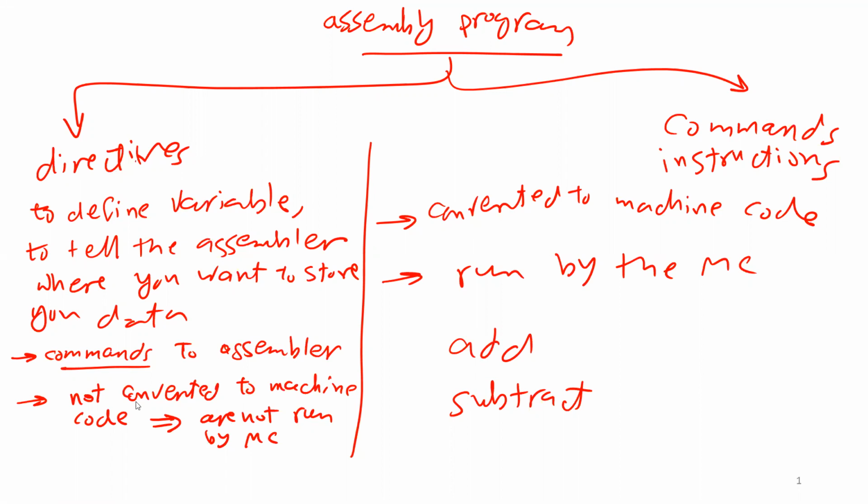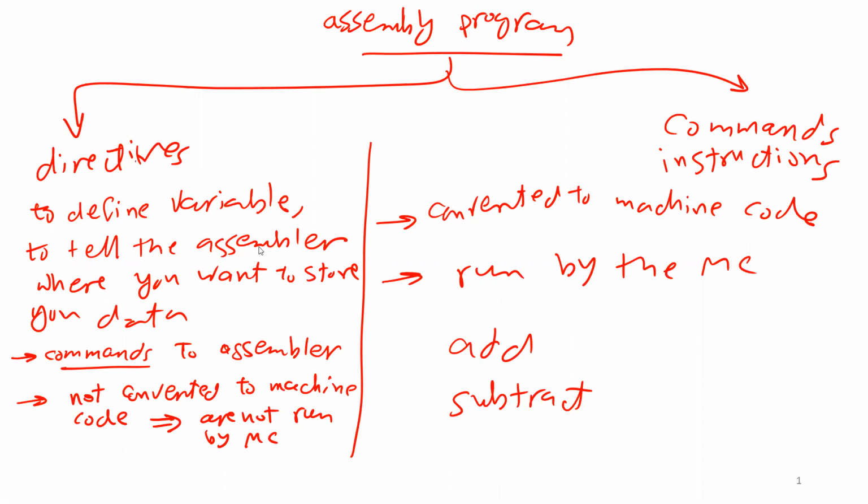So they are not going to be converted to machine code. They are not going to be run by the microcontroller. Is that clear? However, the commands or instructions are going to be converted to machine code. They are going to be run by the microcontroller. Remember, last time I told you we have this instruction set table. These are all the instruction set, for example, if you want to add some number or subtract. But directives are used to define variables.